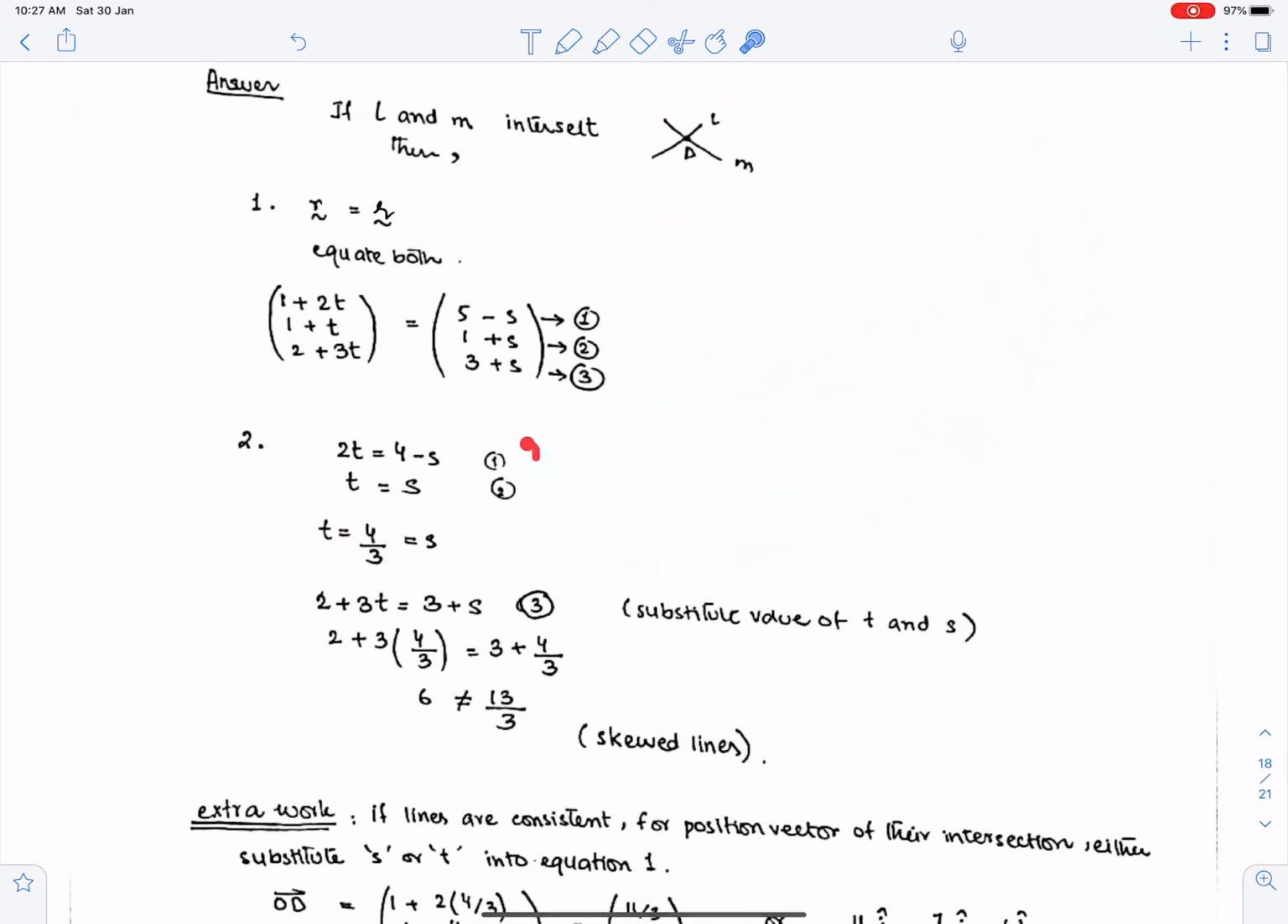Well, since we used 1 and 2 for solving, I will substitute the values of S and T into equation number 3, which I did not consider for solving. By substituting the values of S and T into this third equation, we see that this equation is not verifying. Therefore, the lines do not intersect. Hence, lines are skewed. What if both the sides of this equation are the same? That means the lines are consistent.